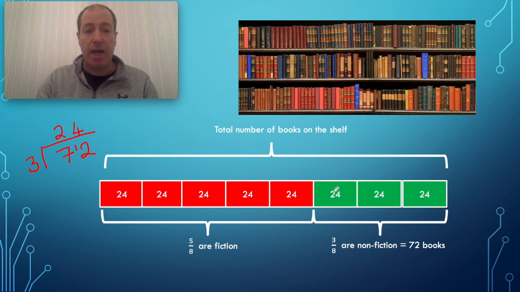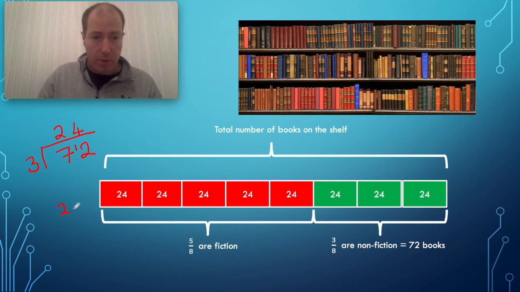The question was asking, how many books are fiction? Well, I can see immediately, because I've labeled my bar model really clearly with all the correct information, that this section here in red is the fiction, and I've got 24 5 times. So I'm going to do a quick column multiplication. 24 times 5. 5 times 4 is 20. Put my 2 down there. 5 times 2 is 10, plus 2 is 12, so I get 120.